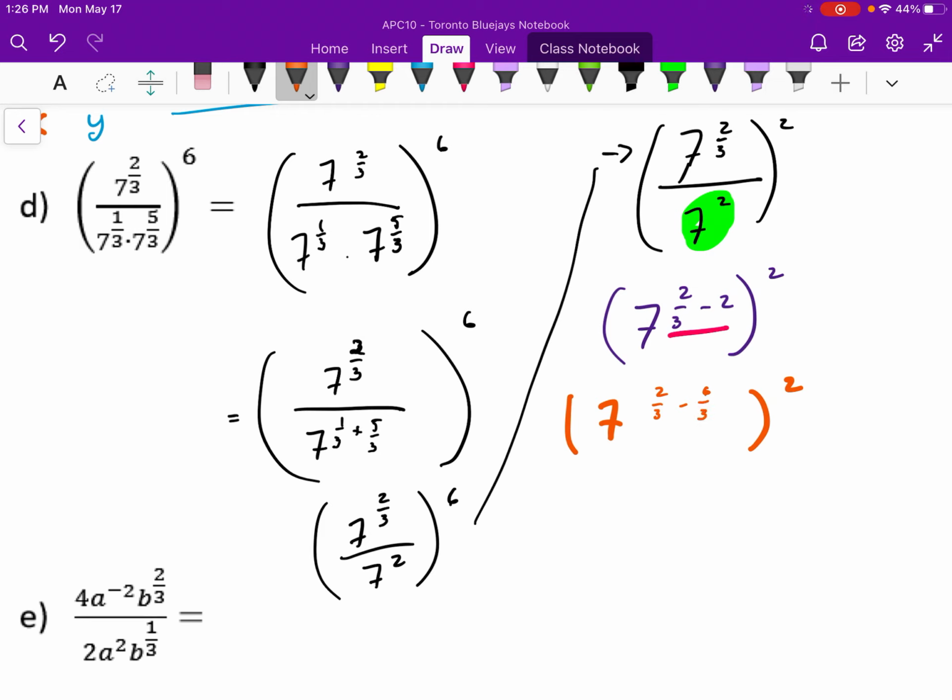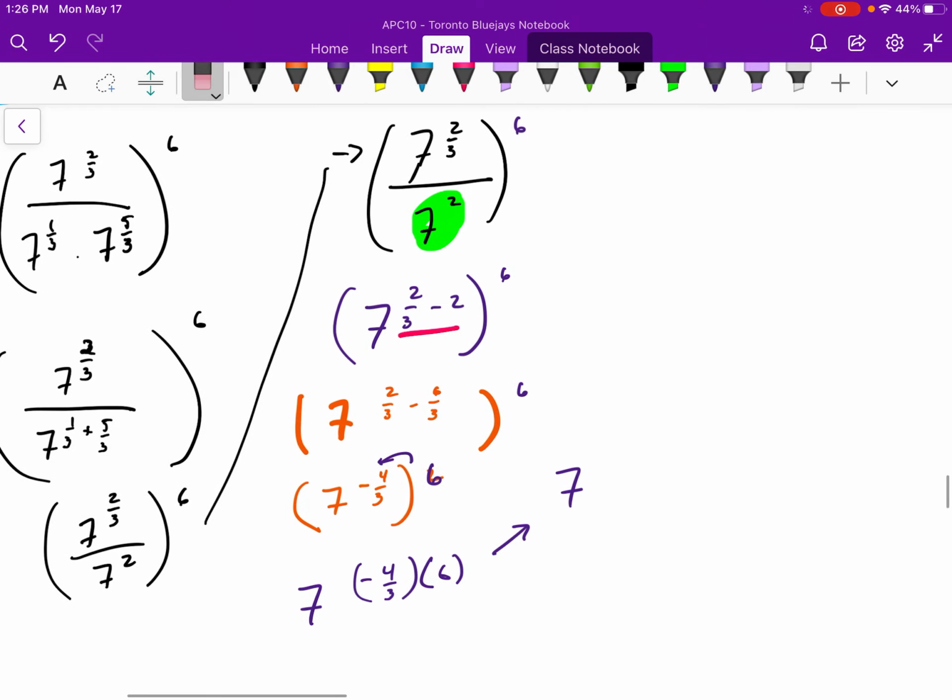So there we have it. I think this is looking good. So I have 7 to the power of 2/3 minus 6/3 is minus 4/3 squared. Oh, sorry. I messed up this exponent. This exponent should be 6 all the way along. My mistake. Now, I know that if I'm using the product law, I need to multiply these exponents together. So it would be negative 4/3 times 6.